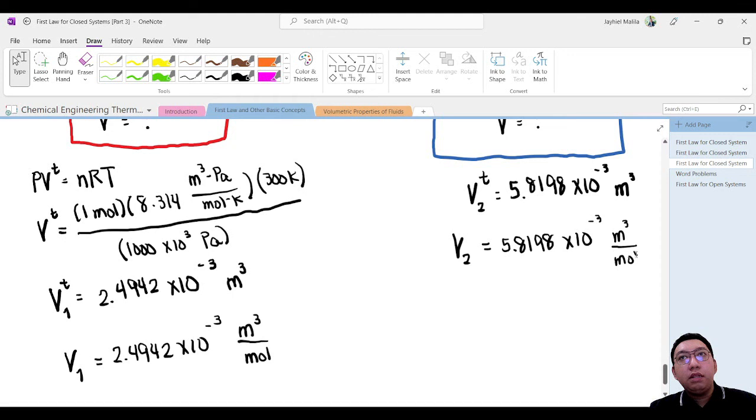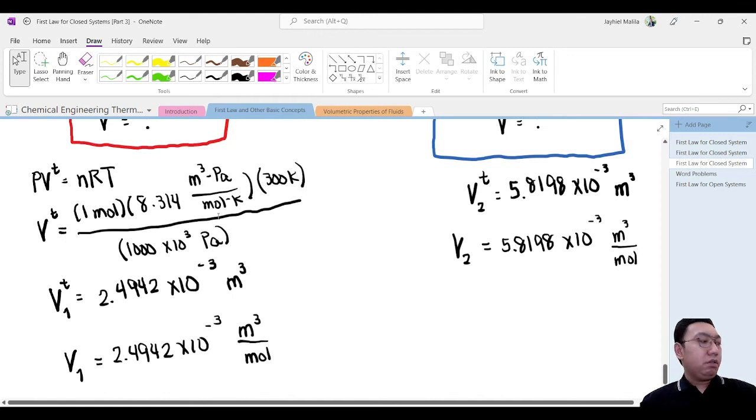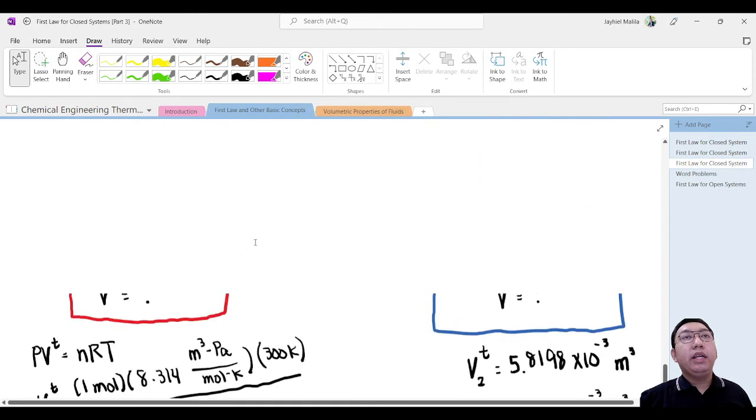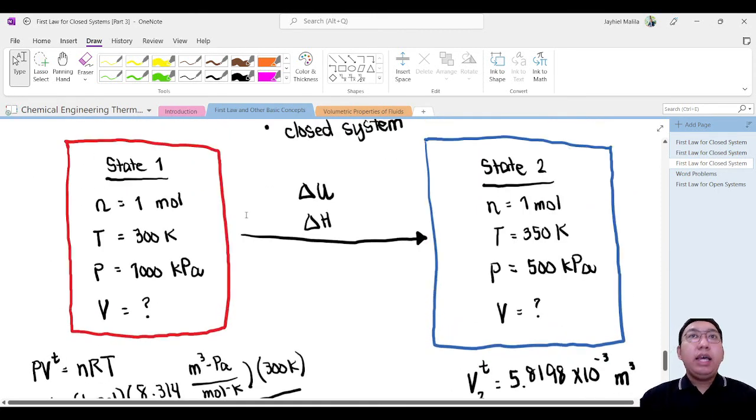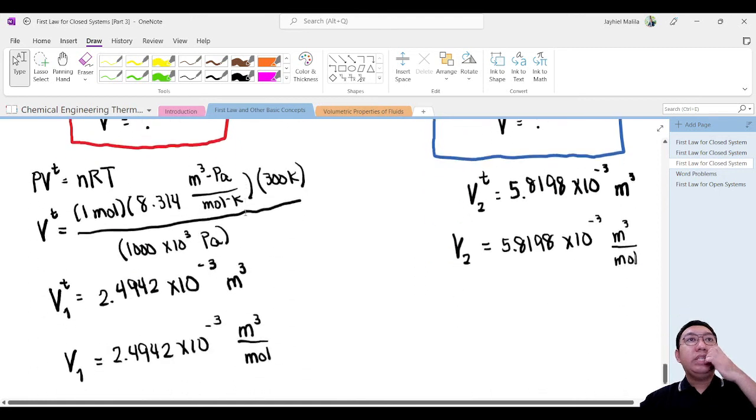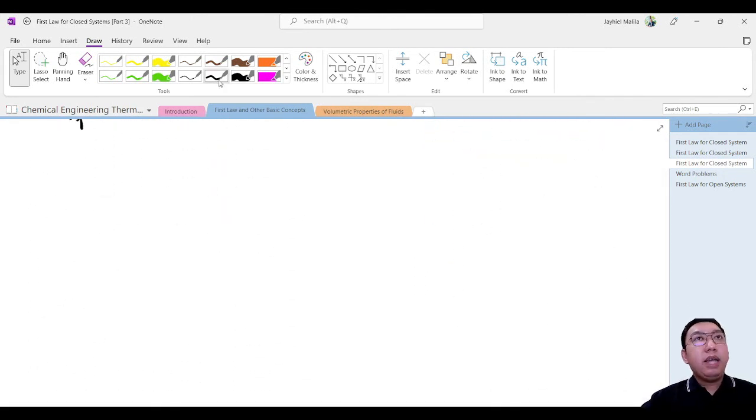between the variables so that we can easily determine the overall delta U and delta H for the process starting from state 1 to state 2. So what I mean by that is this. So let's start with step 1. So establish a path.